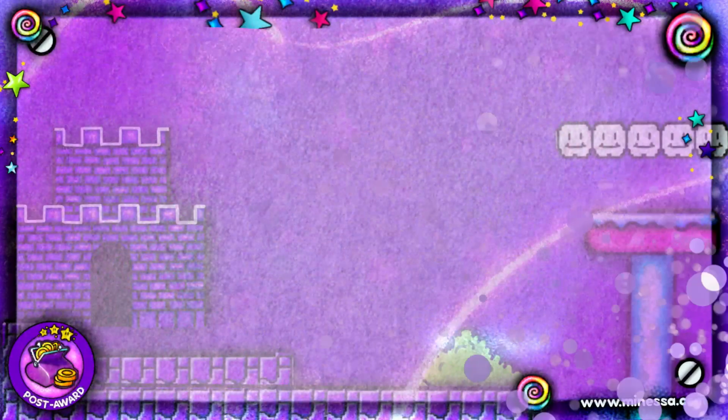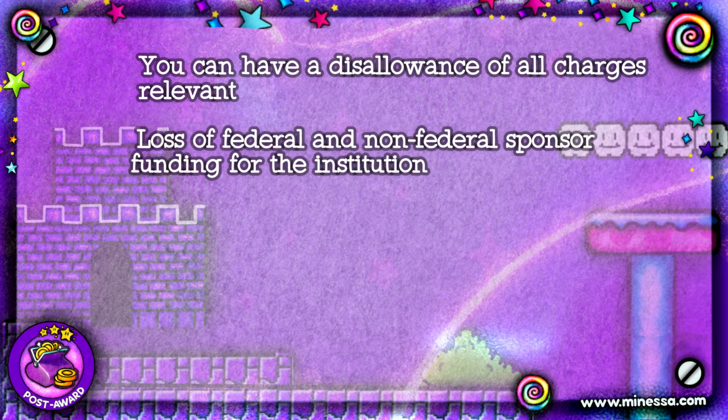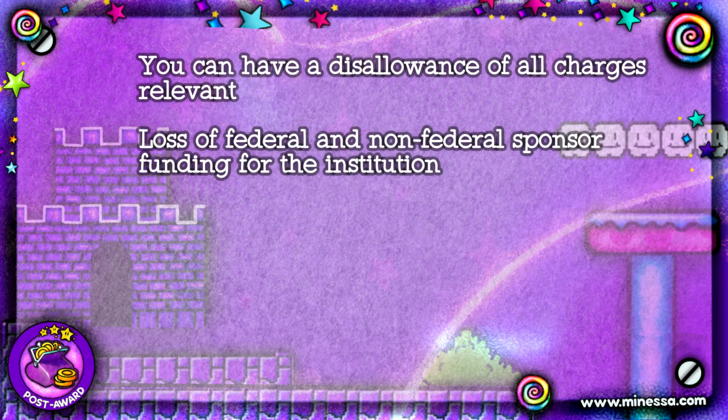Okay, so let's say you do find that something went wrong. After you've tried to mitigate it, what are some of the consequences that can happen? The first is you can have a disallowance of all charges that are relevant, which is the bare minimum. Just basically take them off, put them somewhere else. No big deal. You can have a loss of federal and non-federal sponsor funding for the institution, because now you've been found to have been non-compliant and other organizations aren't going to want to do business with you. It becomes a whole thing.